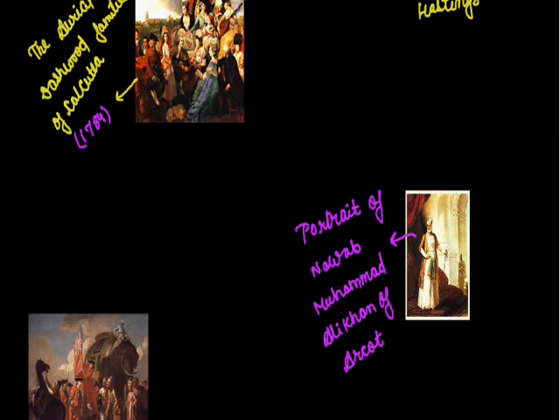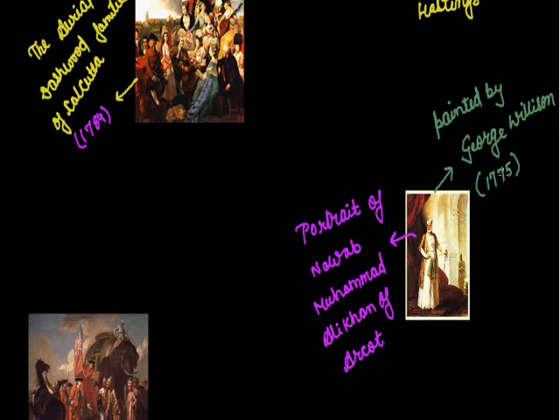This painting was made by George Wilson in 1775. Look at this painting of Muhammad Ali Khan of Arcot, painted by George Wilson. Look at the way the Nawab poses and how he asserts his majesty and superiority.